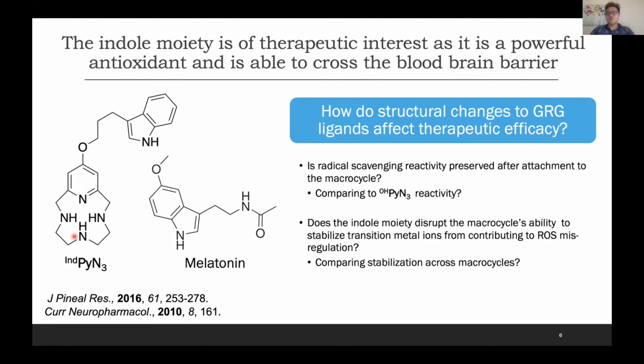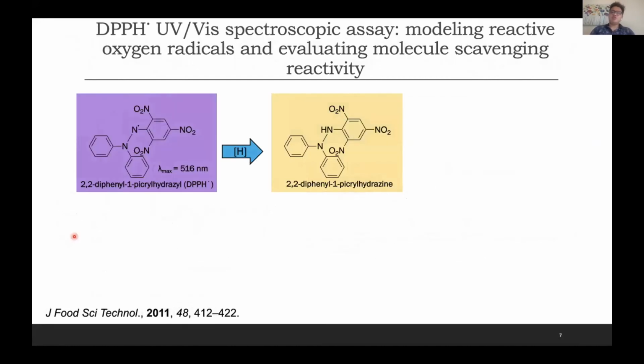So to answer our first question, we utilize the DPPH UV-Vis spectroscopic assay. DPPH, or 2,2-diphenyl-1-picrylhydrazyl, is an excellent model for reactive oxygen radicals because it is a free radical and, most importantly, stable in solution. It generates this lovely purple color, and whenever it is quenched and not in a free radical form, it is turned into this yellow color. Most importantly, we can track the concentration of DPPH in solution using UV-Vis spectroscopy.